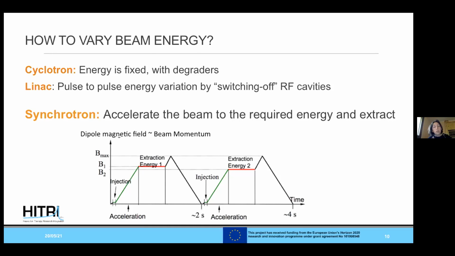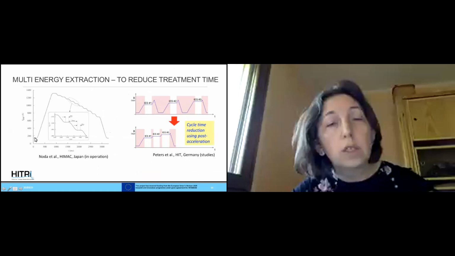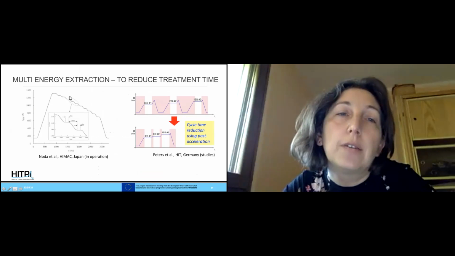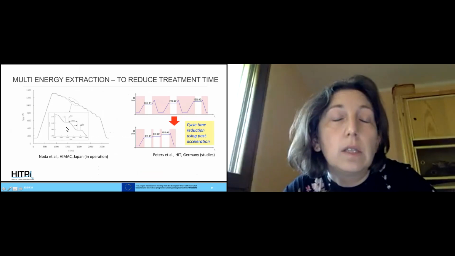Because the magnetic field in the dipoles is proportional to the momentum, very low magnetic field means low energy of your beam. So instead of accelerating, damping the beam, accelerating again, and so on, you can store all the particles at injection and then accelerate to the top energy and then have a staircase. And for every step that you have, you extract a bit of beam. This is much faster. This is what they do in Japan, currently in operation.